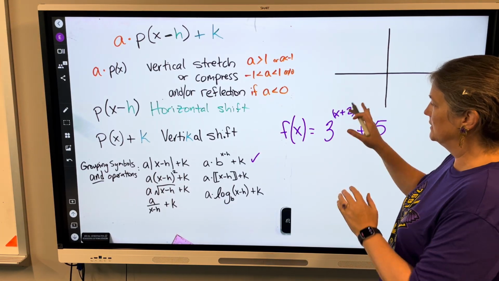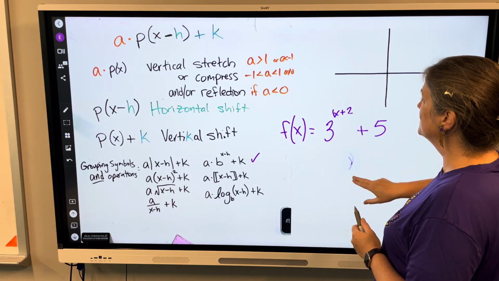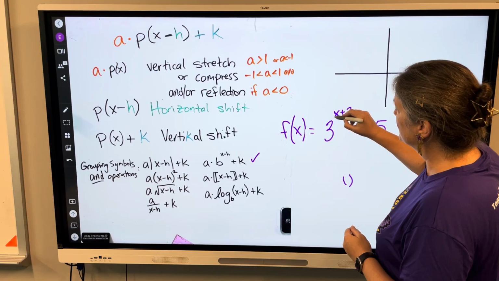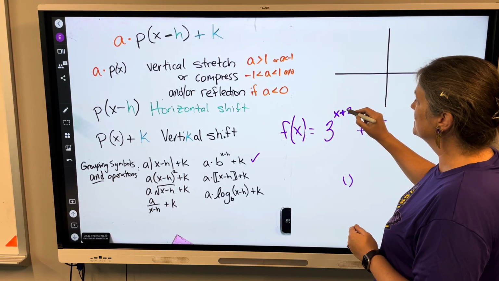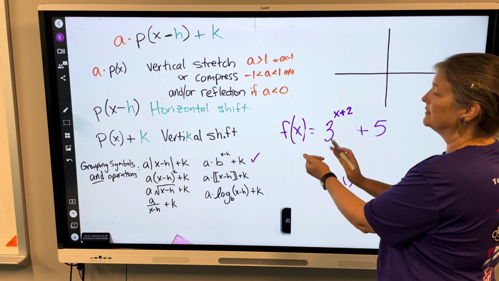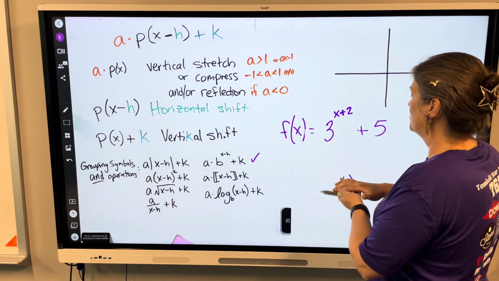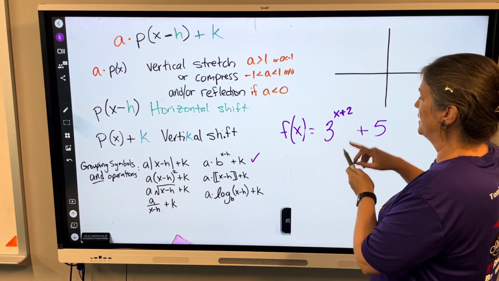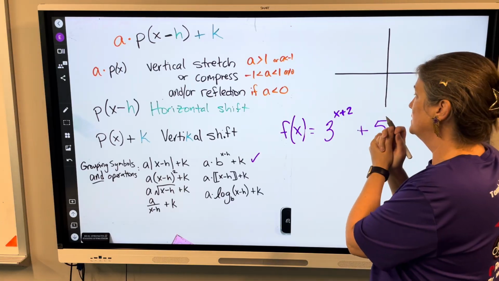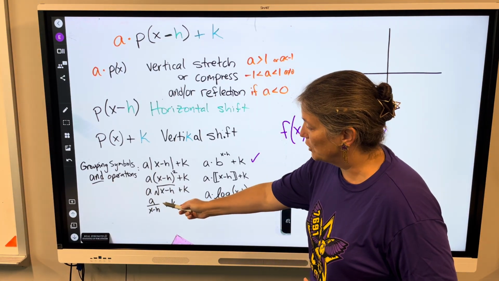invisible grouping symbol. The fact that it's in parentheses, or that it's up in the superscript, means that it is essentially within parentheses. If I were to plug a number in here, I would have to add the 2 before I considered raising 3 to that power. So that is a grouping symbol, and that means that we are inside the function if we are up in the exponent.